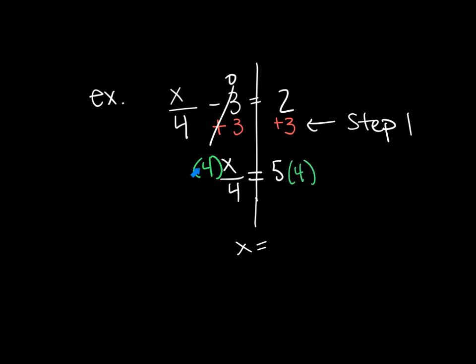Now we know 4 divided by 4 is just 1. That leaves us 1x left over, which is exactly what we wanted. And on the right side, we have 5 times 4, which is 20. Our final answer is x equals 20, and multiplying each side by 4 was our step 2.